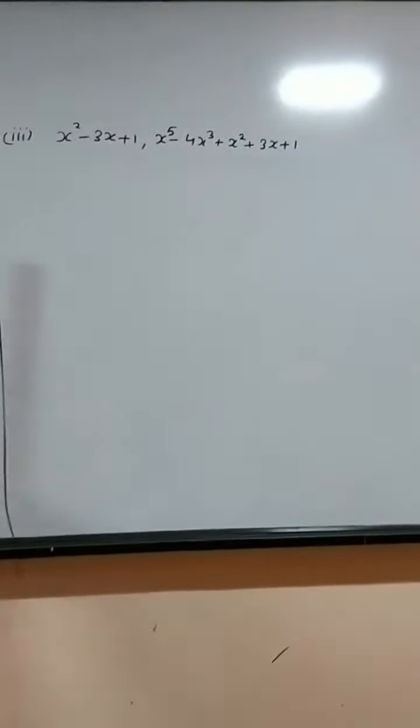Plus 6x cube minus 2x square divided by 3x square minus 5. 3x square minus 5 is written as 3x square plus 0x minus 5. For an easier way, you are looking at 0x. Now you want 3x raised to 4: x square into 3x square is 3x raised to 4, 0x cube, minus 5x square. Minus plus.